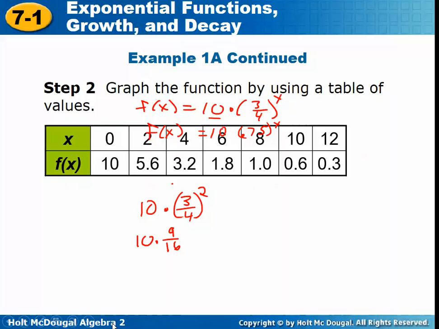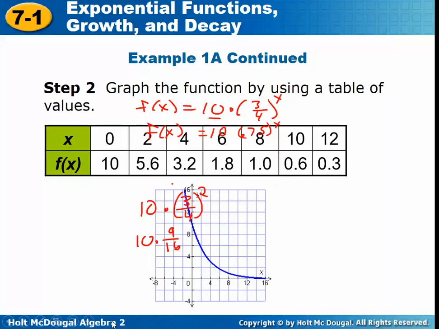And then after that, you would plot the points. I'll erase this out of the way here. On a graph, and then connect them with a smooth curve. So at 0, we're at 10. At 2, we're at 5.6. Now you're going to have to estimate when you graph exponential functions. You're going to get lots of decimal numbers. And so on, you would continue plotting the points and then connect them with the smooth curve.